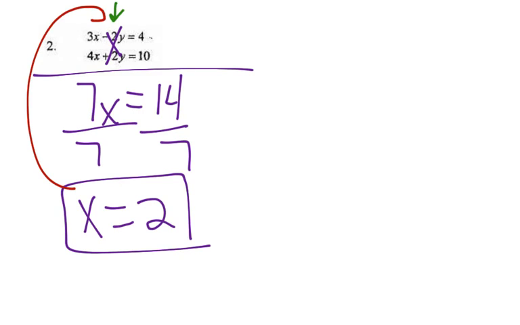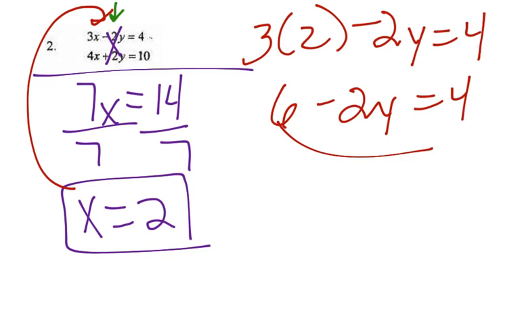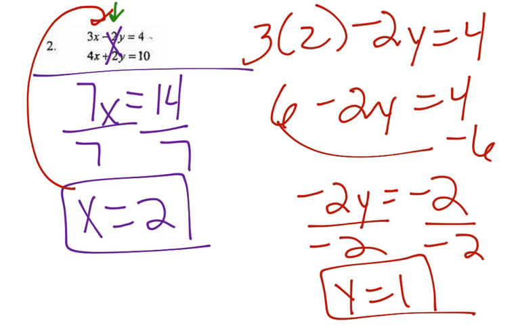I'm going to go to the top one and put 2 in for x. So 3 times 2 minus 2y equals 4. 3 times 2 is 6. Minus 2y equals 4. Got to move that 6 and subtract it. So negative 2y is equal to negative 2. Divide both sides by negative 2. Y equals a positive 1. You go to the other equation and punch it in to check it. 4 times x is 2 plus 2 times y is 1 gives me 10, which is what it was supposed to give me, so I have it right.